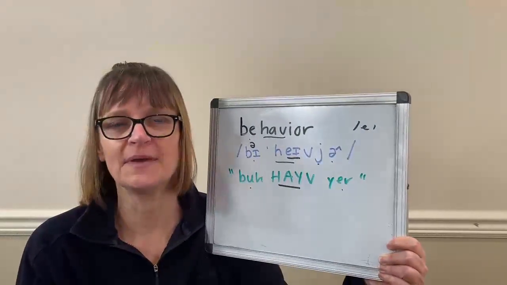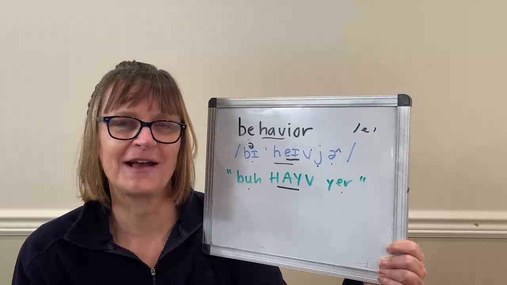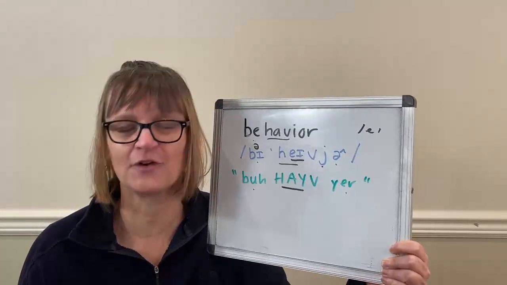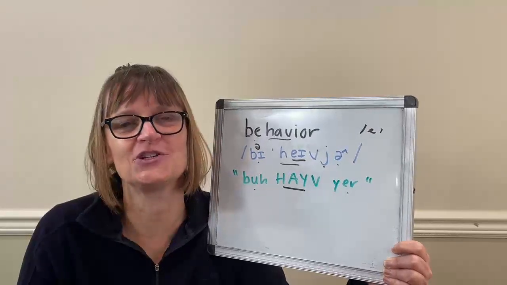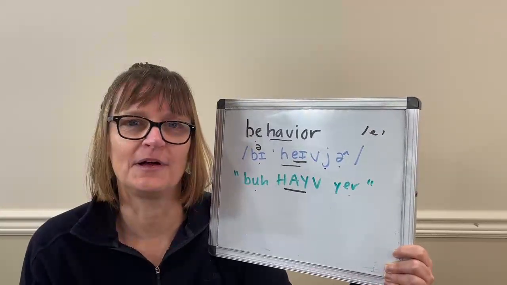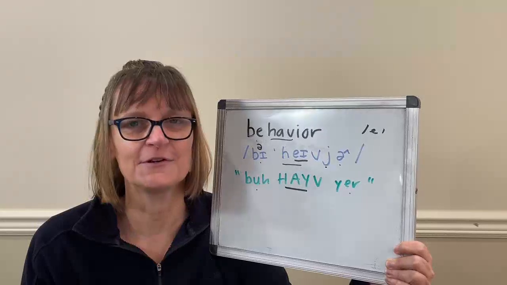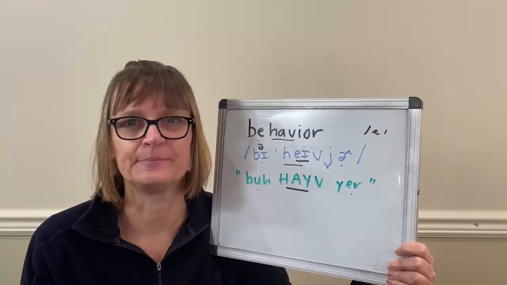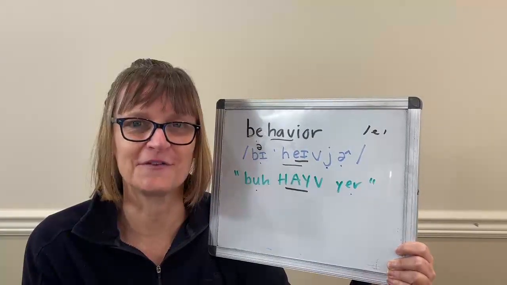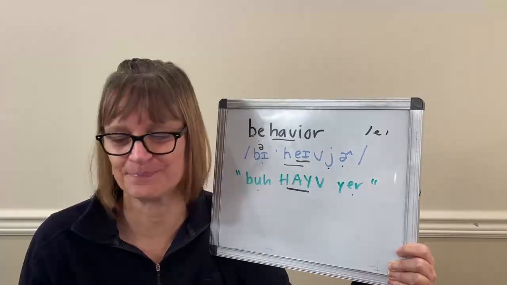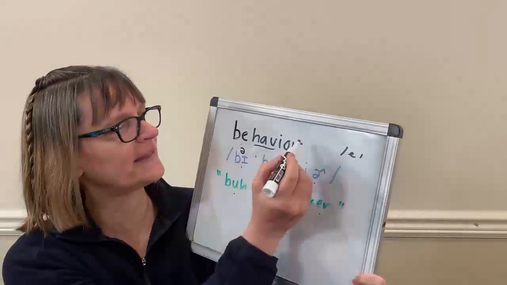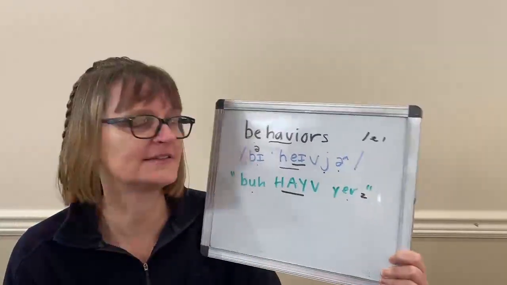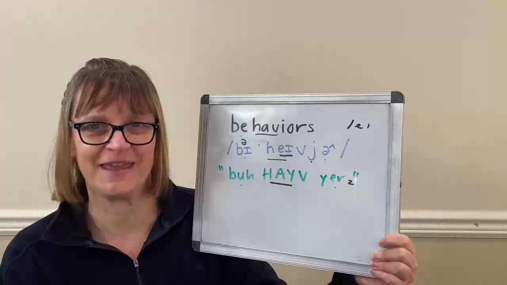Once you can say behavior by itself, do try practicing it in some short phrases just so it comes naturally and correctly to you in your fluent speech. For example, the kids were on their best behavior. I didn't like his behavior in the meeting. We sometimes have difficulty changing our behaviors. When we make that plural, behaviors, we just add a light short z sound to make it plural.